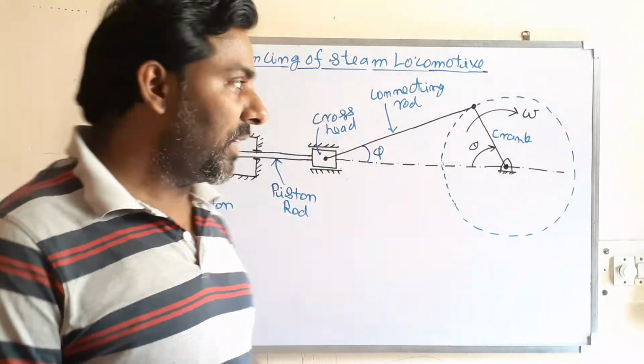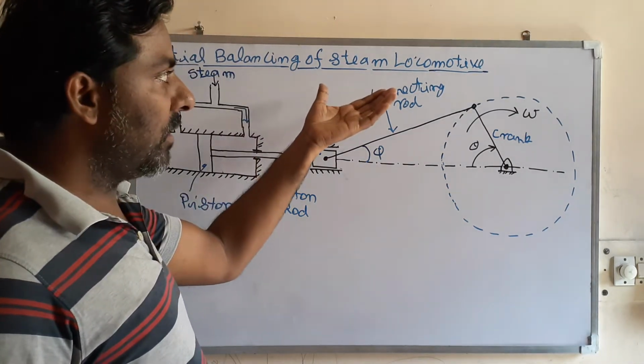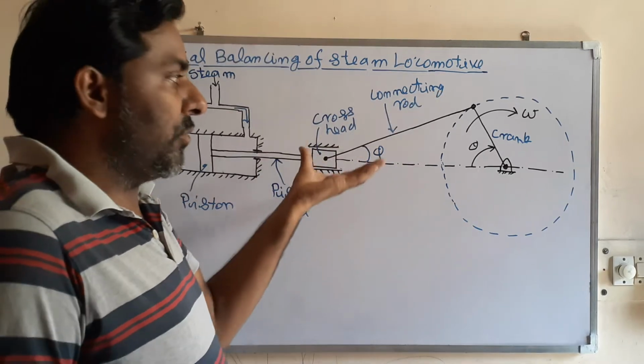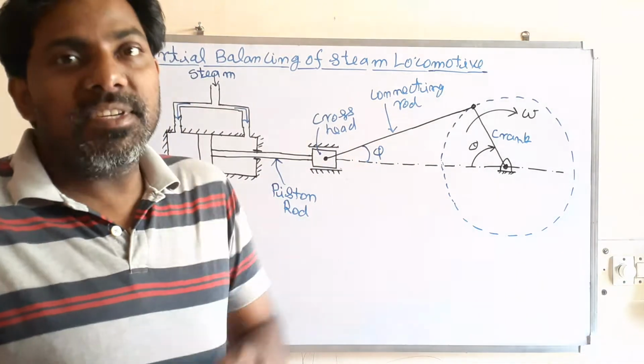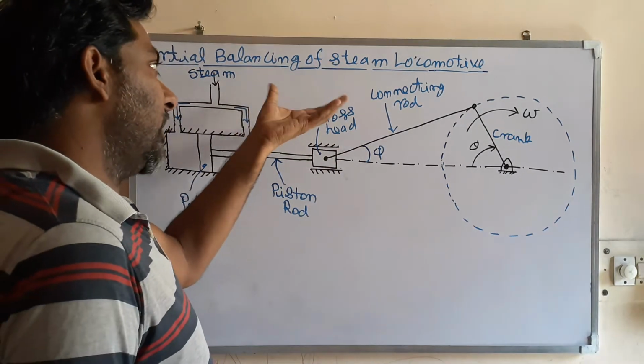So today's topic is partial balancing of steam engine, the steam locomotive engine, which was used to drive the train. So this was used, and we are going to study this.